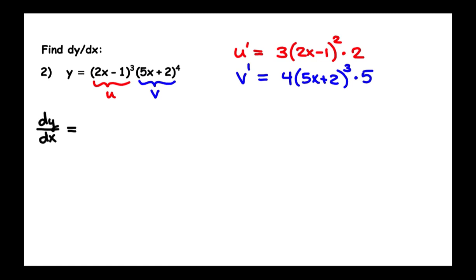Okay, enough clowning around. Let's write the derivative. dy dx equals u prime v. Okay, u prime is going to be 6, 2x minus 1 quantity squared. Okay, so that's u prime, and then v will just get copied.